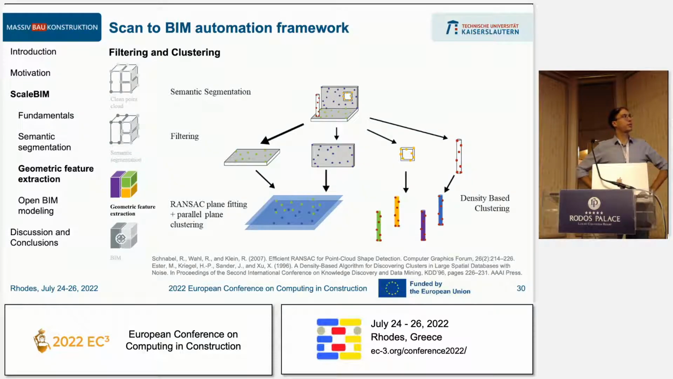Then after semantic segmentation, the next step seems fairly trivial, but it's a pretty good advance in automating the ScanBIM workflow: filtering according to element classes. So you can take the point cloud and select all the points that were assigned a class like wall or ceiling or whatever. Then the next challenge is to assess which points form a single object.